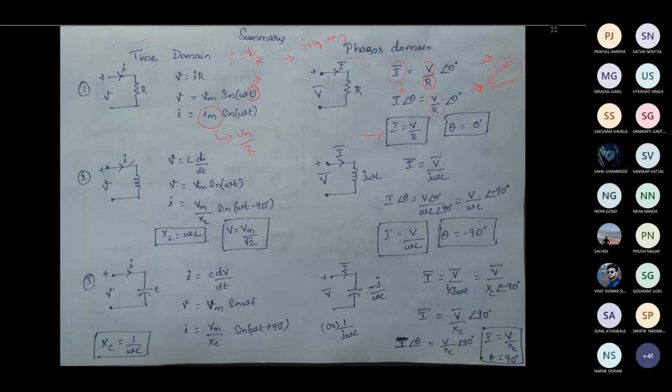Okay. Similarly, for an inductor, the voltage across the inductor can be given by V is equal to L into di by dt. If you consider V is equal to Vm sin omega t, then from this expression, as per our previous knowledge, I can be written as Vm divided by XL sin omega t minus 90 degrees. This is in the time domain. XL can be written as omega into L. This is called the inductive reactance, and this is the peak value. The RMS value can be written as V is equal to Vm divided by root 2.